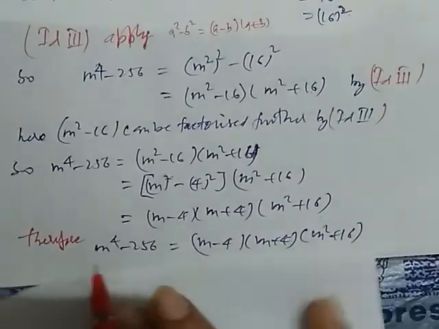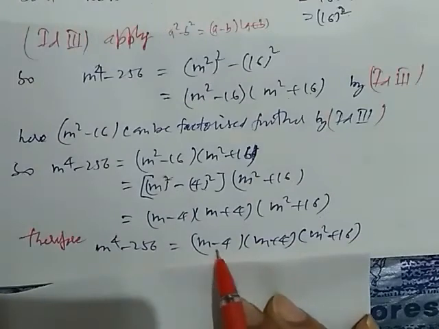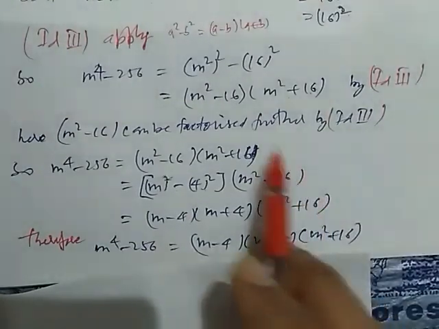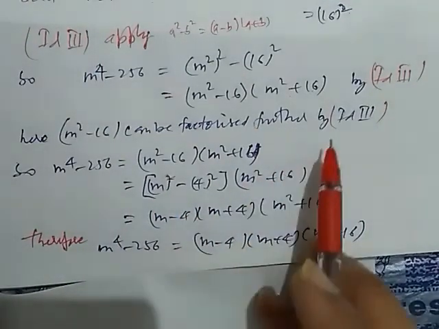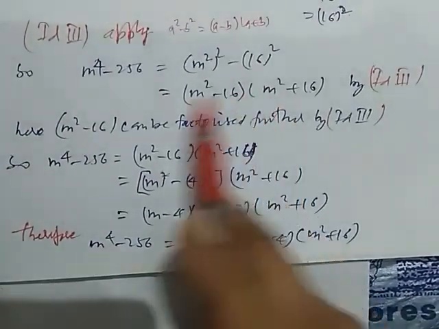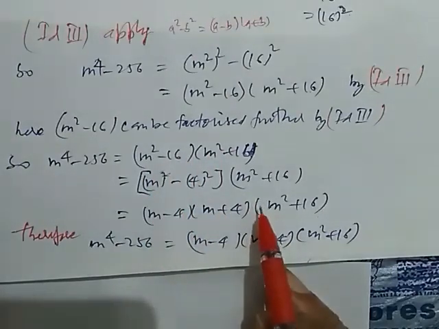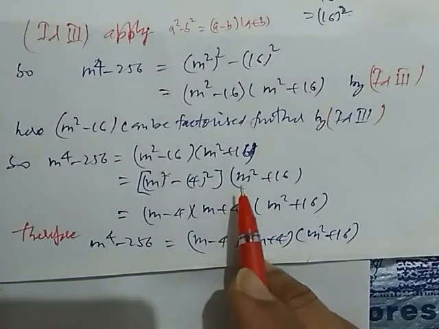Therefore m power 4 minus 256 can be written as m minus 4 into m plus 4 into m square plus 16. So this way we can factorize our problem by using different identities. If we have practice with the identities, then we can use them. So try to practice, then you get the result.